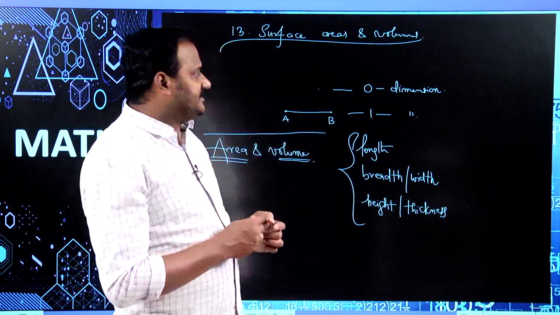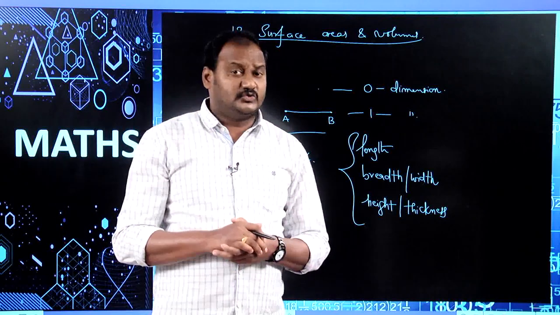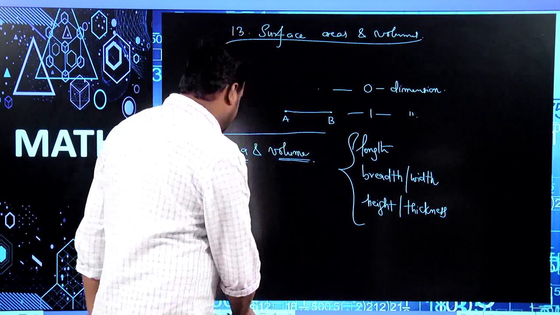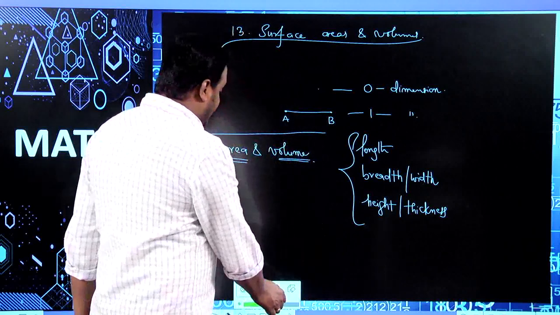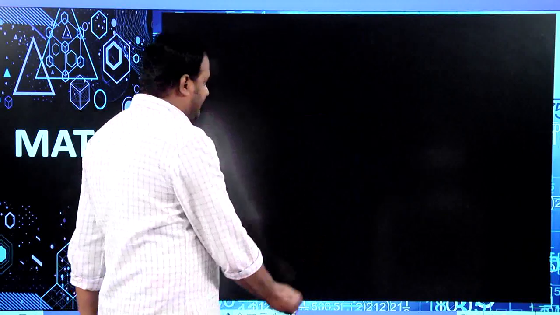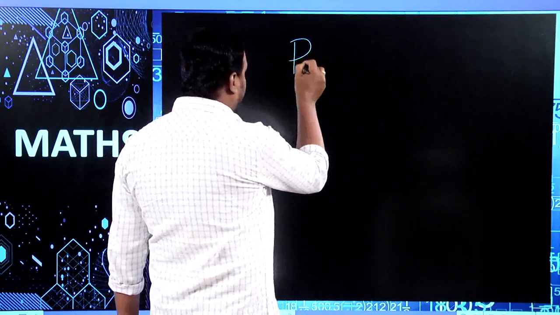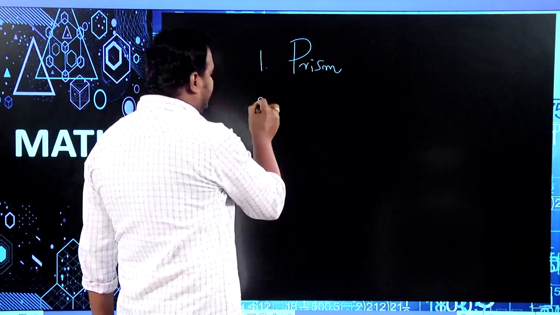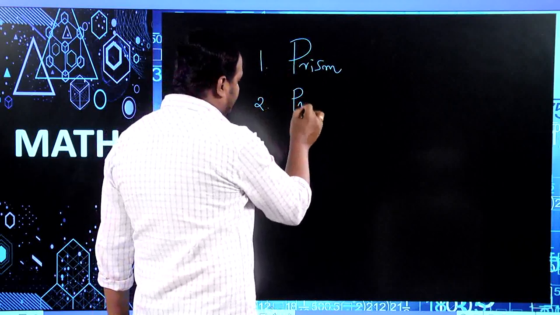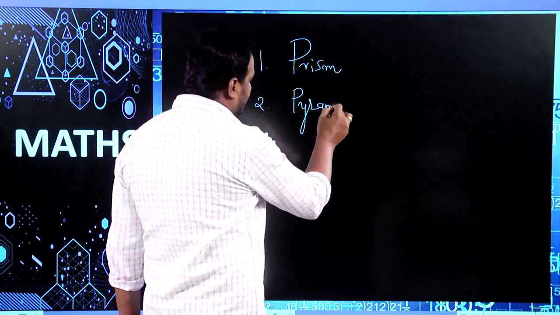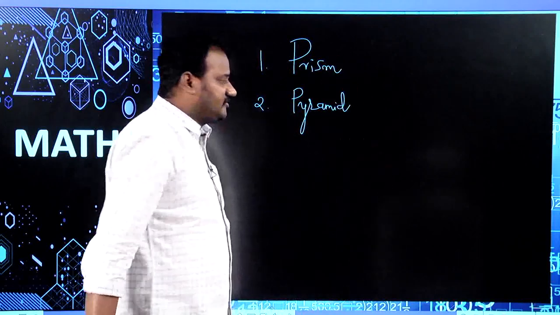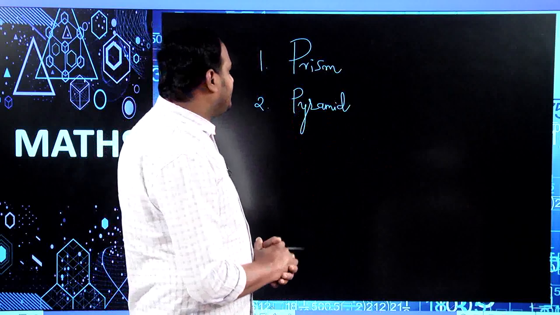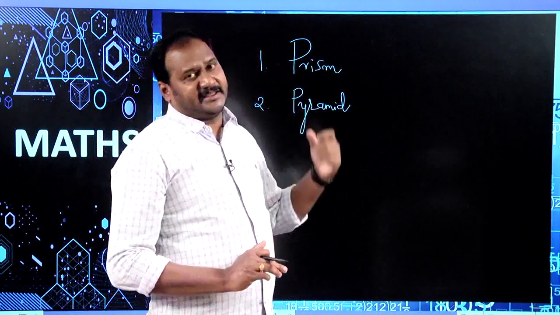Now, if you consider two types of solids, what are those two types? One kind of solid is a prism, and the second kind is a pyramid. We are going to discuss these two types of solids. So, what do you mean by a prism and what do you mean by a pyramid?